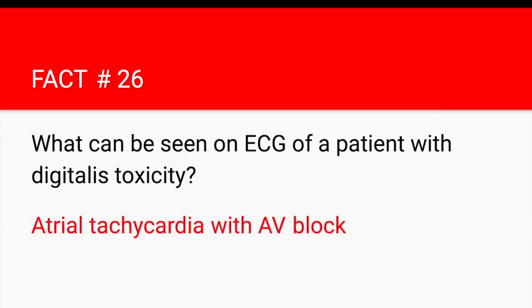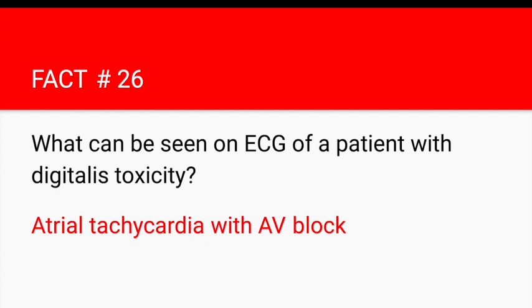I think it's very high yield to know drugs like digitalis, amiodarone, lithium, because they have so many side effects and very high yield points. So I think I'll be making a video about those drugs so that you can have easy ways to remember them.